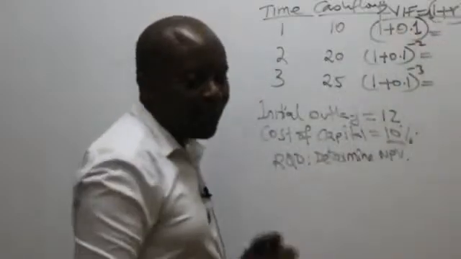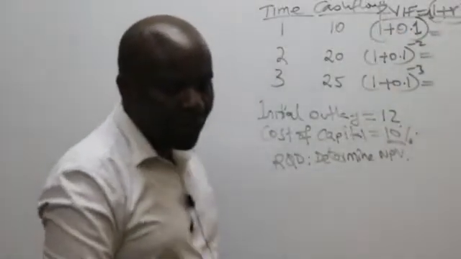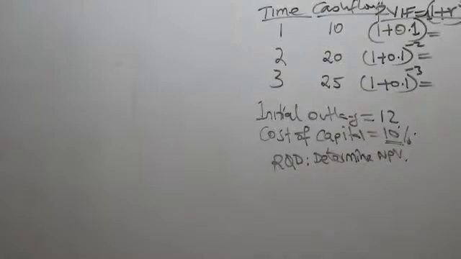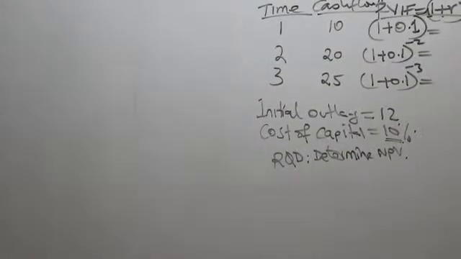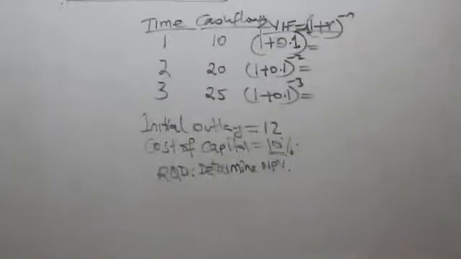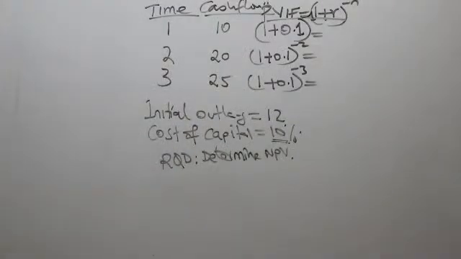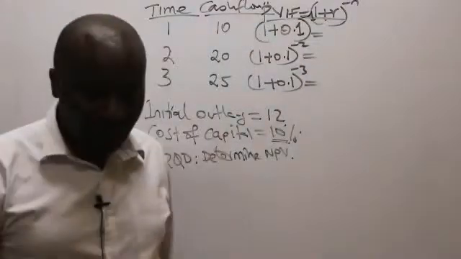PVIF stands for what here? Present value interest factor. And to get it, whenever cash flows are fluctuating, we talk of 1 plus R raised to negative what here, somebody? Raised to negative N.